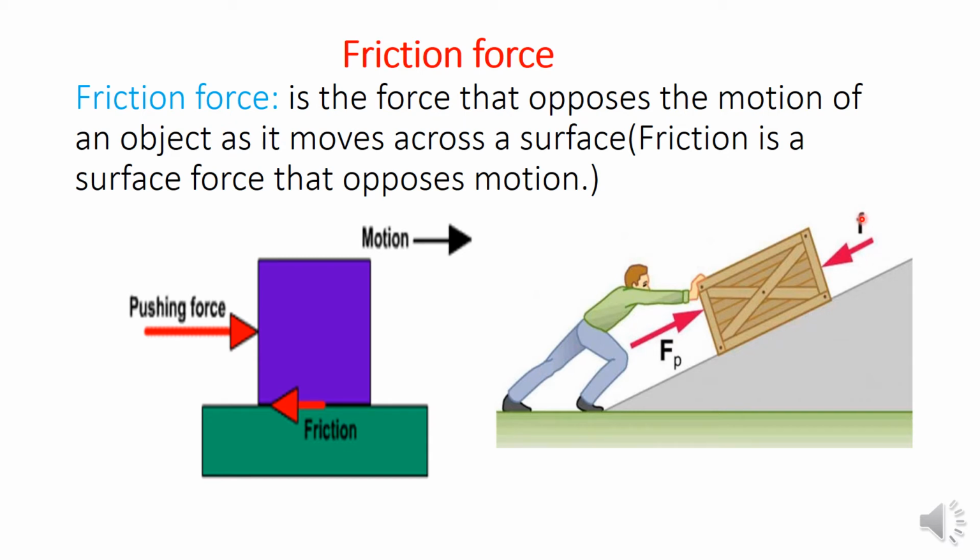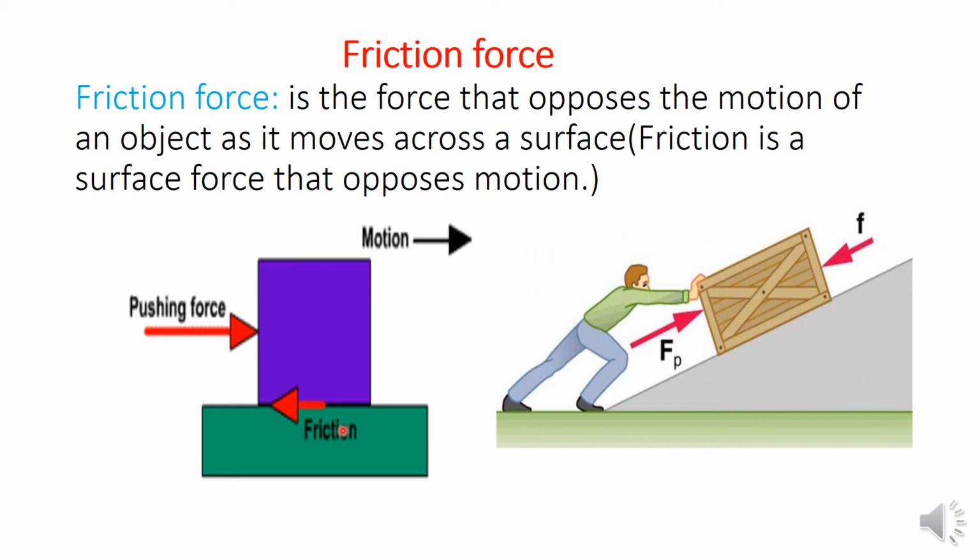As you see in picture 1 and picture 2, you have an applied force, which shows the direction of motion. While this small f is what you call friction, which acts in the opposite direction.